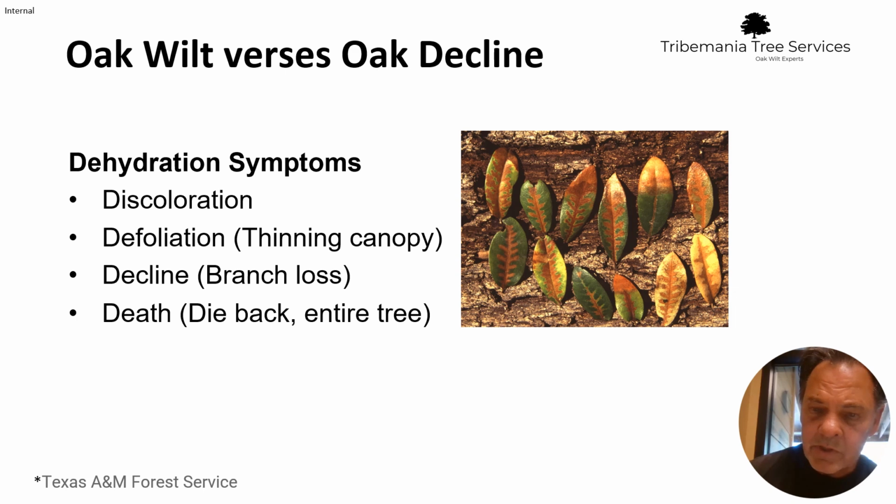you'll see first discoloration. Secondly, defoliation. Leaves will start falling off, the canopy will start thinning. Then decline. This is a progression that takes place, but then decline, and you'll begin to see branch loss, and then the final stage is death. Typically, you'll see that first in the top part of the canopy, and that's what we call dieback, and then eventually the whole tree will die.